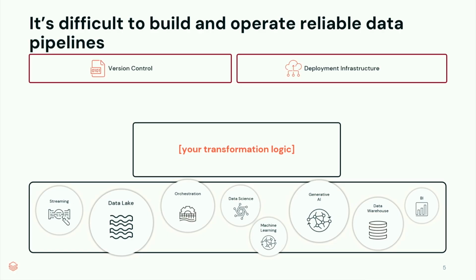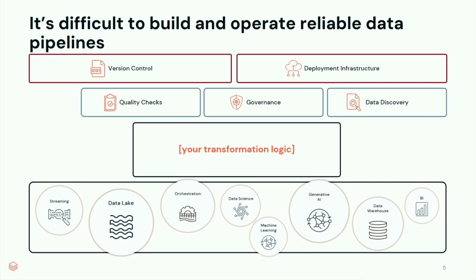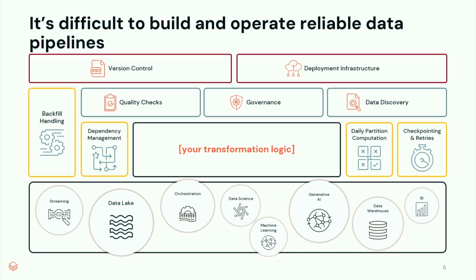Then on top of that, data is moving towards software dev best practices. So you have to think about how you version control not only your pipeline code, but also your data sets, and how you manage your deployment infrastructure. Then of course, there's governance and data quality. You want to make sure that the data is ready for consumption downstream. You want to make sure the right person has the right access to the data. You want to make sure your downstream teams have a catalog to discover all of this data.